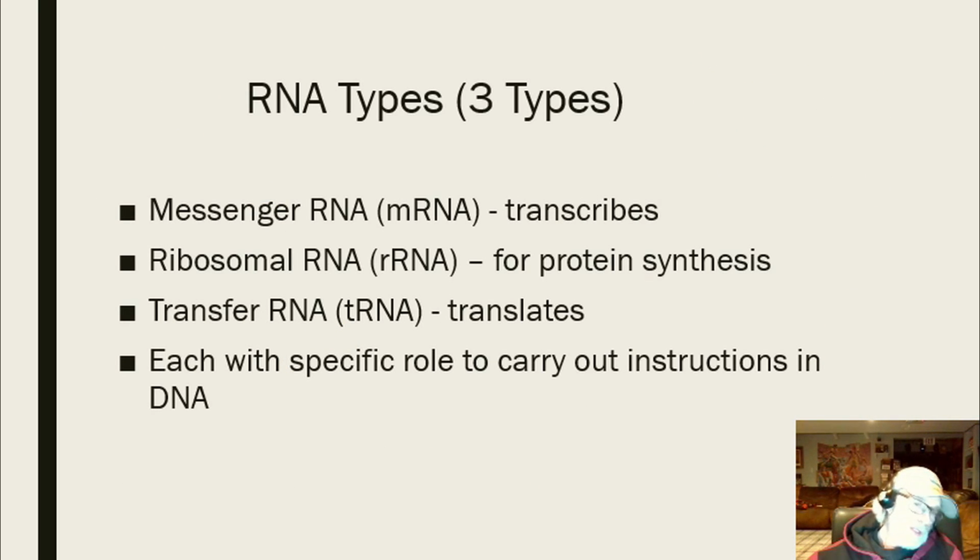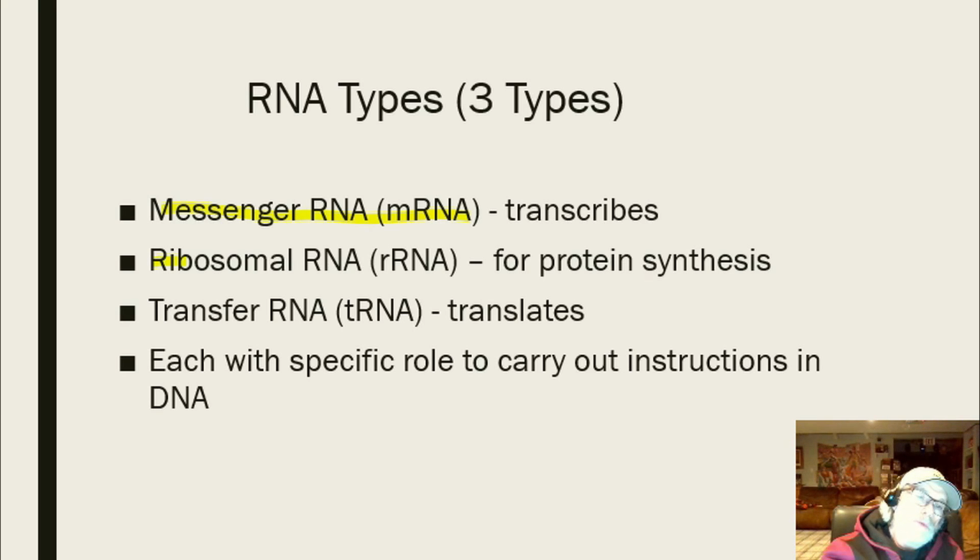Well, the plot thickens. We can't stop there. That's just too simple. There are 3 different types of RNA. One's called messenger RNA. Messenger RNA transcribes the code off the DNA. The DNA has the code, and the messenger RNA transcribes the code.